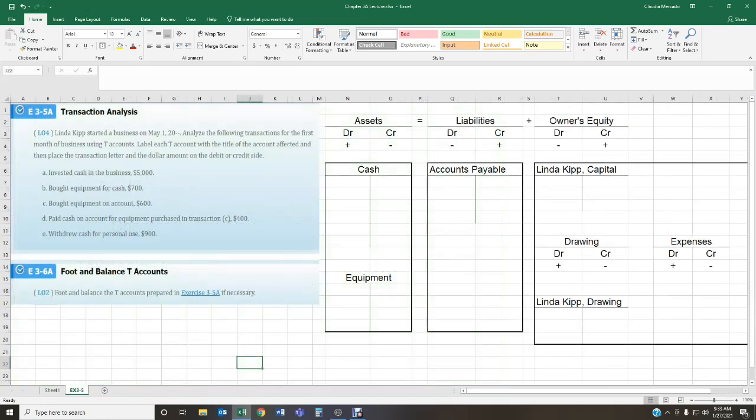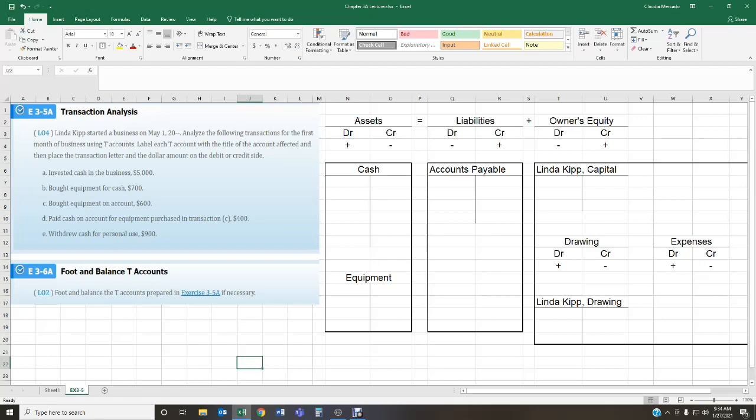Okay, so this is the problem that we're going to be dealing with. It deals with transaction analysis. We're going to be analyzing a variety of transactions and posting them into the accounting equation. Okay, so it says Linda Kipp started a business on May the 1st. We're going to analyze the following transactions for the first month of the business using T accounts. We have to label each T account with the title of the account affected and then place the transaction letter and the dollar amount on the debit or credit side. And remember, in accounting, debits must always equal your credits. That is the rule in accounting.